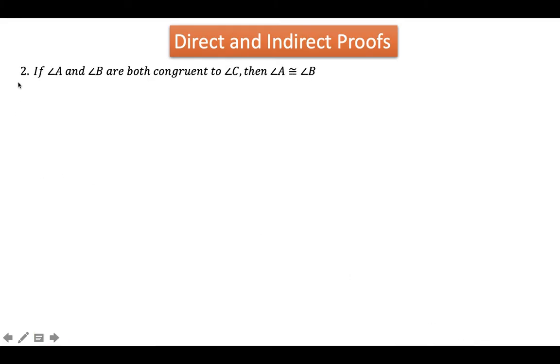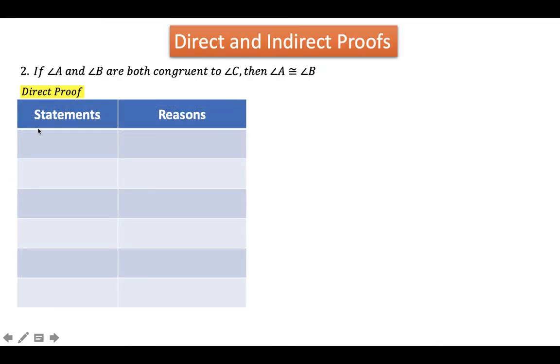Okay, we have another given. If angle A and angle B are both congruent to angle C, then we can conclude that angle A is congruent to angle B. So we're going to prove that by direct proof using the two-column proof. Our first statement is angle A is congruent to angle C. We know that angle A is congruent to angle C. That is from our given.